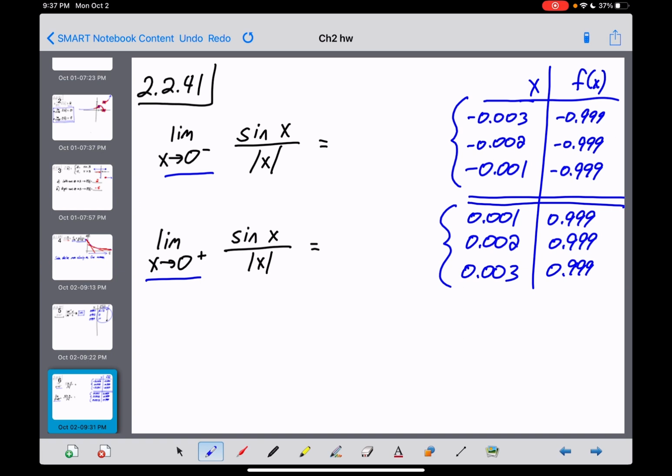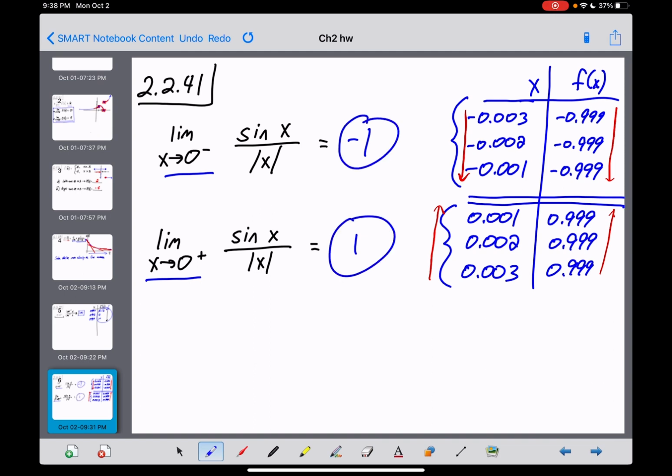So the limit as x approaches 0 from the left, these x values right here are approaching 0 from the left, and our y values seem to be converging towards a value of, looks like it's going to be negative 1. On the other side right here, as x is approaching 0 from the right, y values seem to be converging towards positive 1. So I think these are the two answers that we needed here for problem number 41.